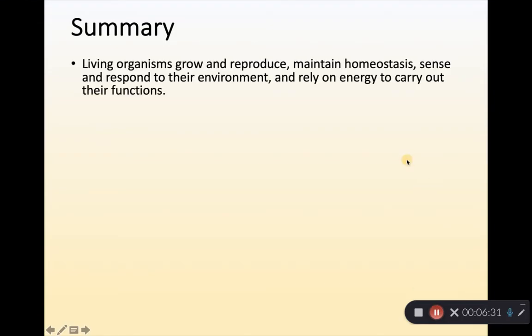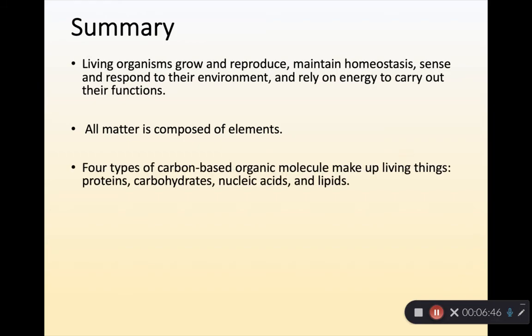So in summary, we know that living organisms grow, reproduce, maintain homeostasis, sense and respond to their environment, and rely on energy to carry out their functions. We've learned that all matter is composed of elements. There are 4 types of carbon-based organic molecules that make up living things: proteins, carbohydrates, nucleic acids, and lipids. And living organisms are made out of cells, which are the smallest unit of life.